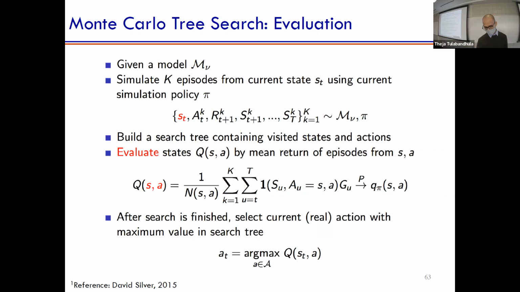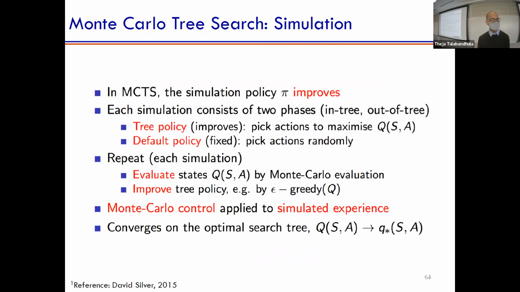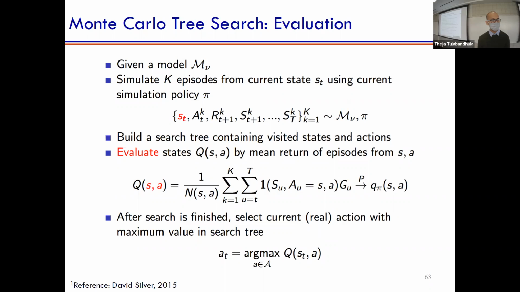What I illustrated in the previous slide, there are explicit names for these steps. There are like 4 steps here in Monte Carlo search, but I'm only going to mention one of them, the evaluation step, and then the full algorithm again. So we have the model. We simulate K episodes using the current simulation policy, right?